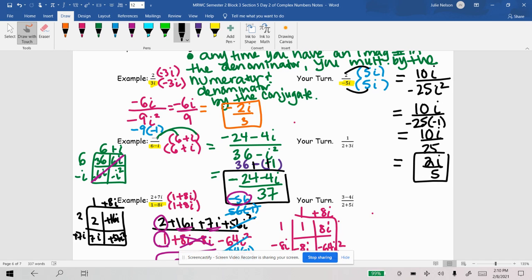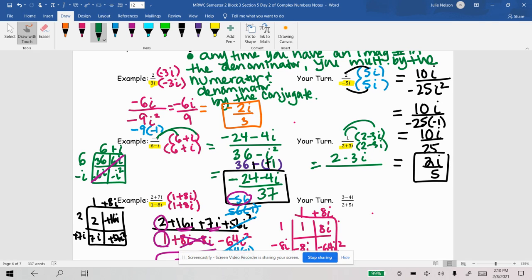If I take a look at the second problem underneath it that says 1 divided by 2 plus 3i, notice again that I have an imaginary term in the denominator. This complex number is 2 plus 3i. So I always want to multiply by its conjugate, which in this case is the opposite of the imaginary number, not the opposite of the whole thing. So it's going to be 2 minus 3i. And whatever I multiply to the denominator, I have to multiply to the numerator.